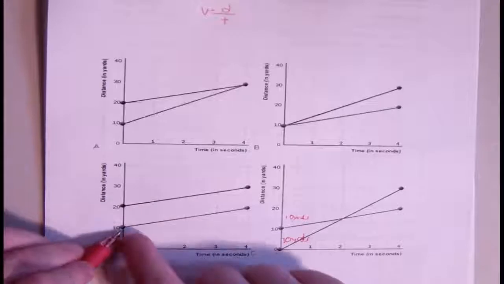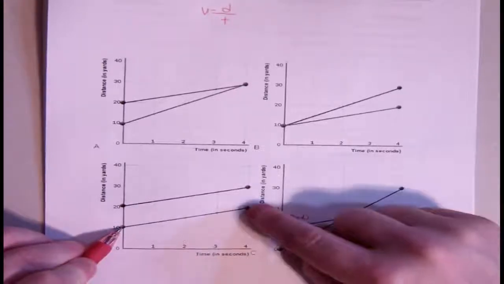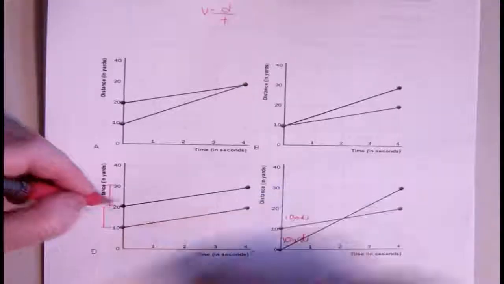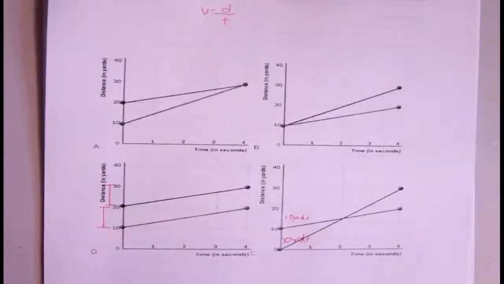Because remember, they both covered 10 yards, right? From here to here, or from here to here. 10 yards in 4 seconds. So that means same speed, right? So that one's a piece of cake.